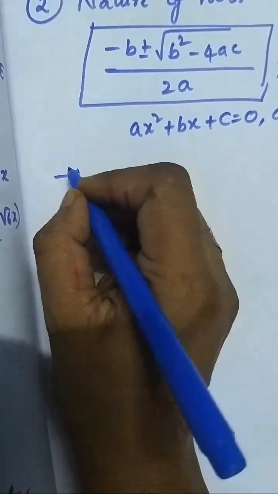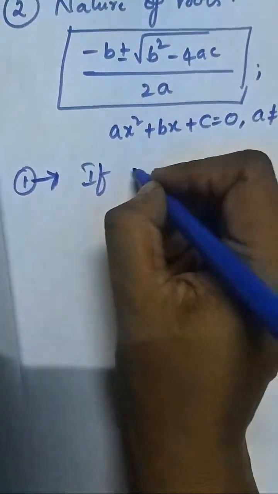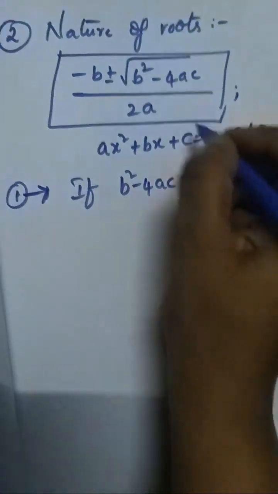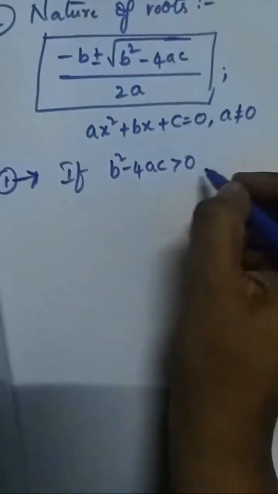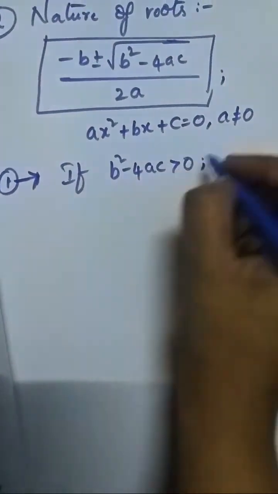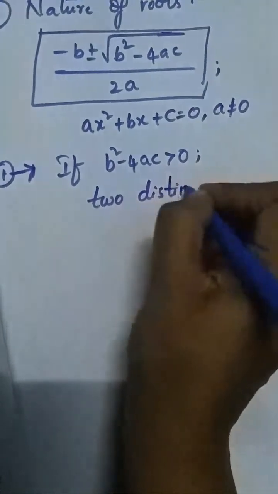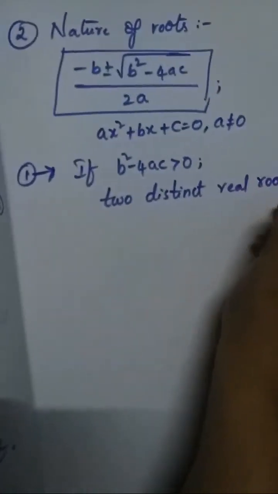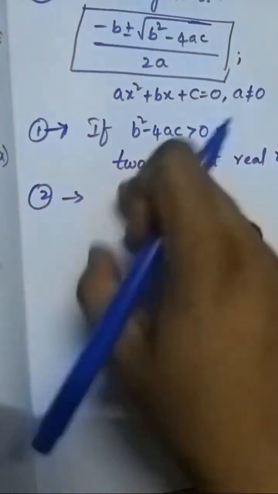Based on this formula I will do examples in the next video, but before that these 3 points are important. First, if b square minus 4ac is greater than 0, this is under root, no? If this value is greater than 0, what will you get? You will get two distinct, real roots. By solving examples you will know these points.